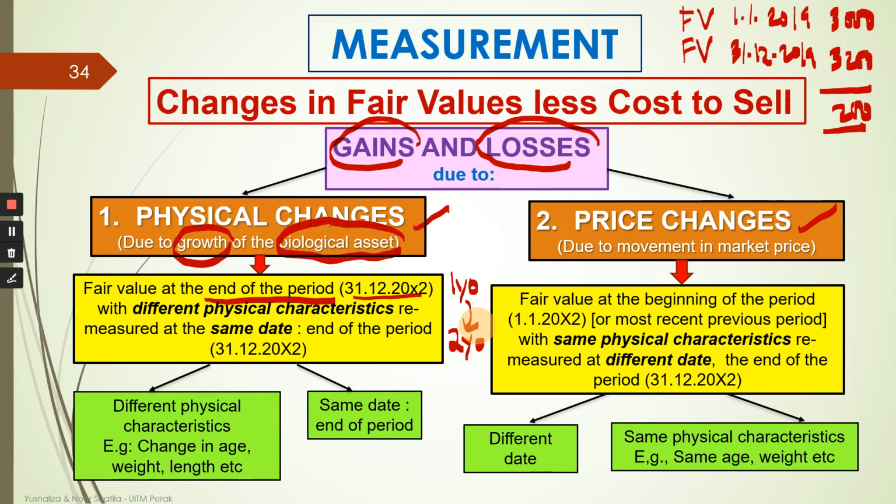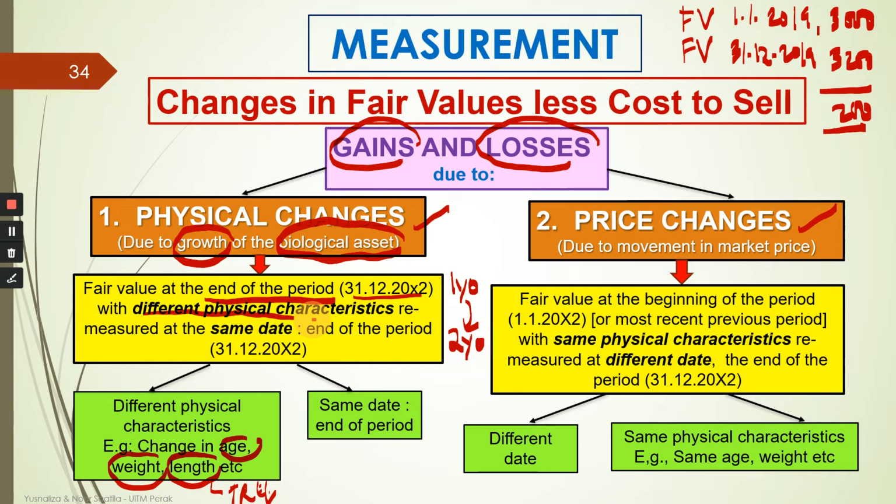And that is not just age as a criteria. It can also be in terms of weight, in terms of length. Let's say we talk about a tree, which is a plant. The taller the tree is, maybe the higher the fair value. And the issue is we need to compare at the same reporting date, but with different physical characteristics, right?